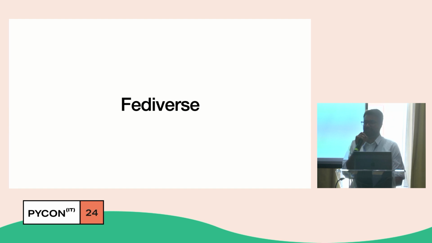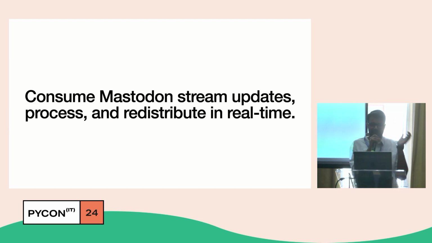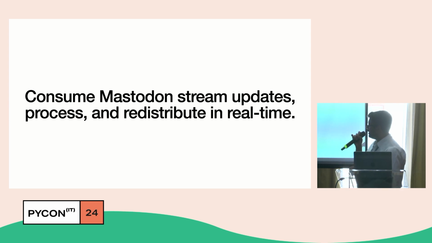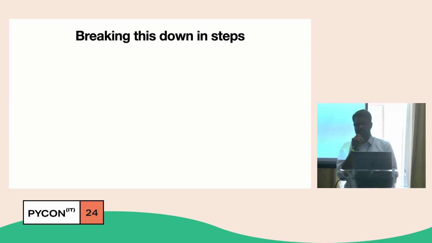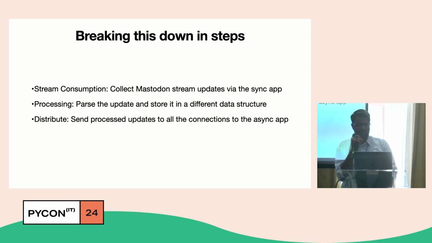So let's take an example of using something like that, right? Let's consume the Mastodon stream updates, let's process them, and then redistribute them in real time. Let's break this down again in steps. Stream consumption: collect Mastodon stream updates, like how we used to collect tweets in the olden days via a sync app. Let's parse the update, store it in a different structure, and distribute them.